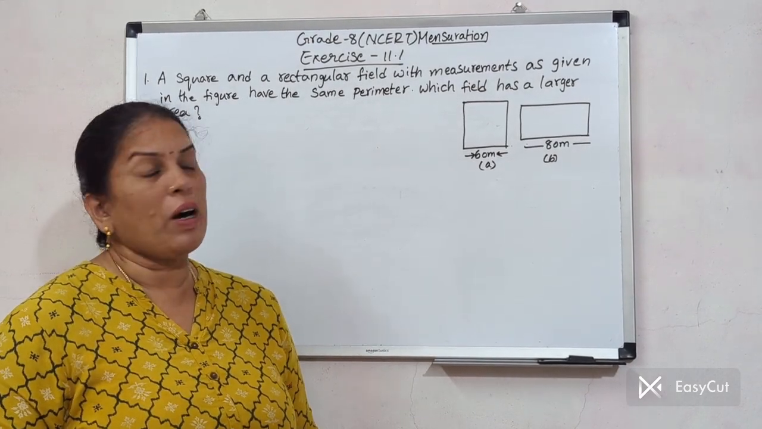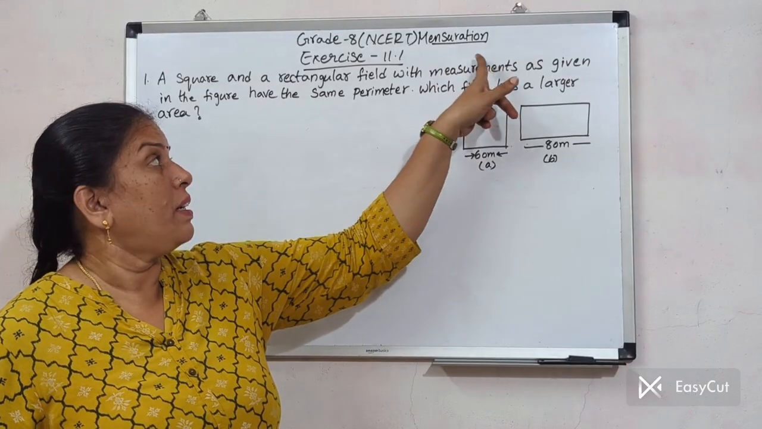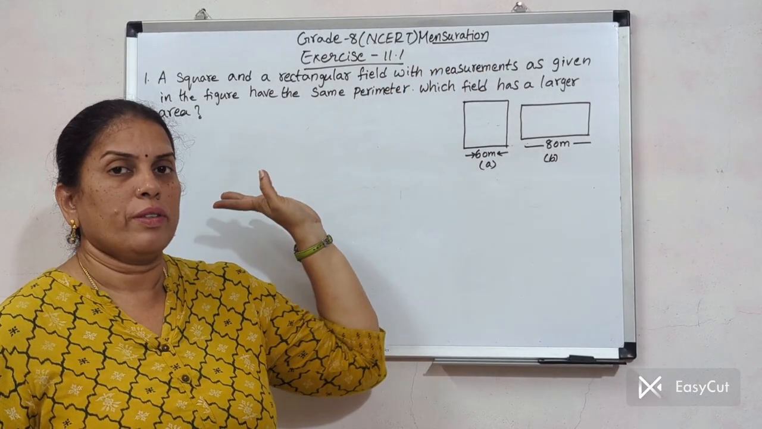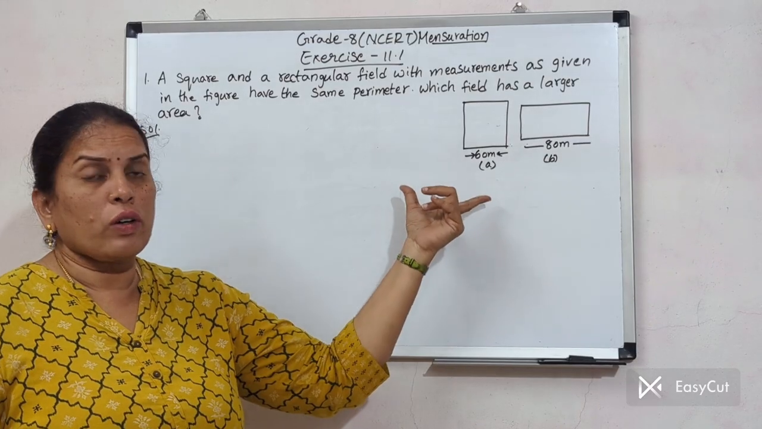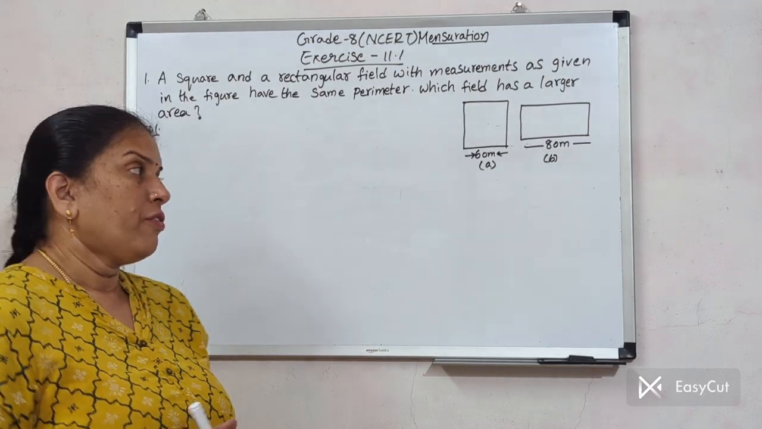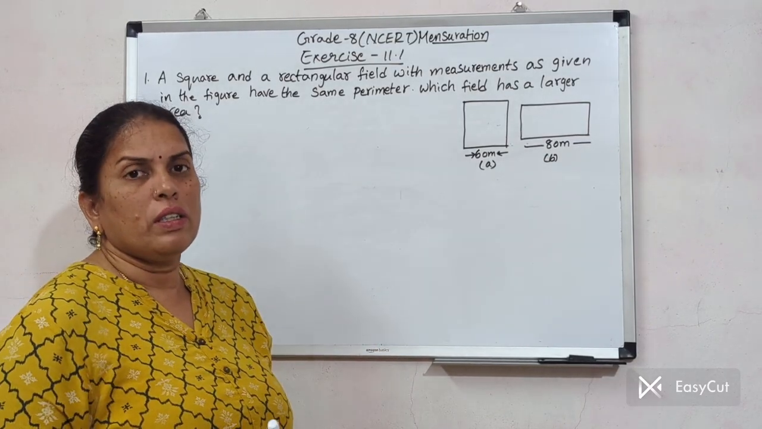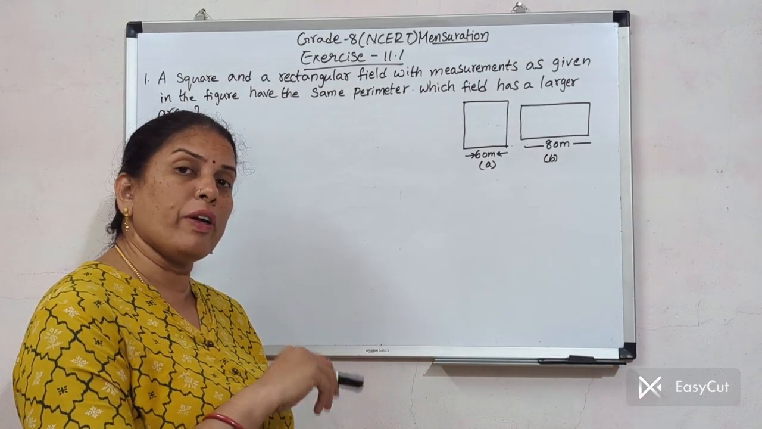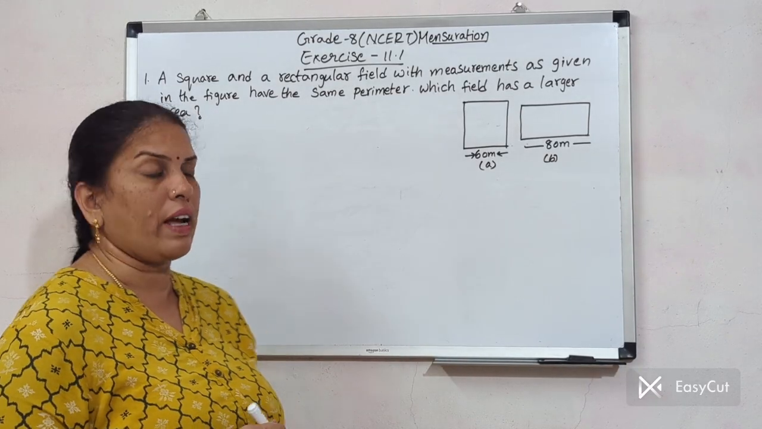Today we will learn about the mensuration chapter, which belongs to grade 8. These are NCERT questions. Before going to the questions, we will first recall the area of a square and the area of a rectangle, and the perimeter of a square and the perimeter of a rectangle.